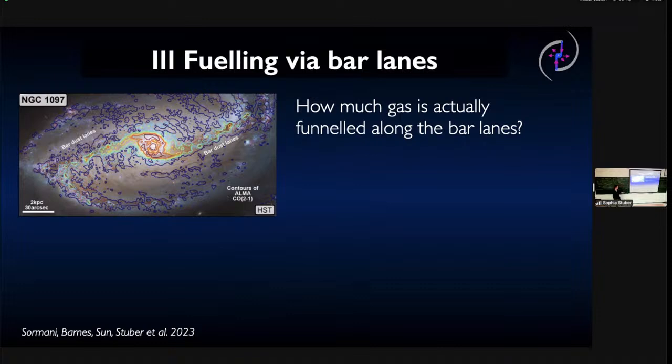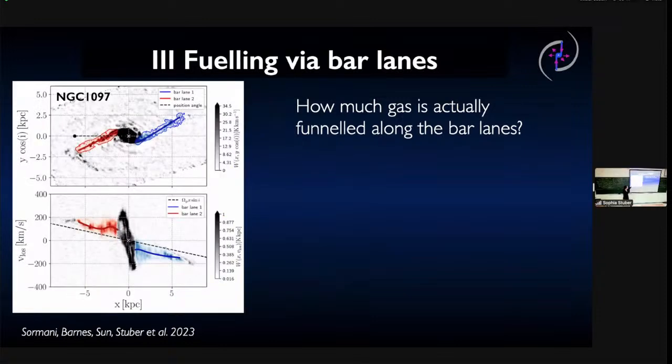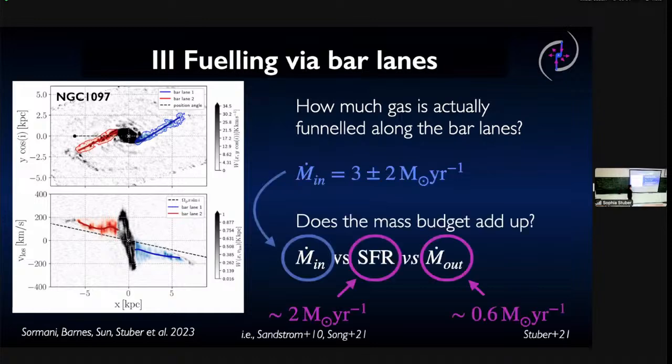And this is work that was done by Matthias Somani, Ashley, Jai, and me. We actually tried to isolate these bar lane features, try to measure them, how much gas is on them. And the result is an inflow rate of about 3 solar masses per year, which is nice. Can we put it into perspective? Well, yes, we can, because we can try to find out if the mass budget adds up.